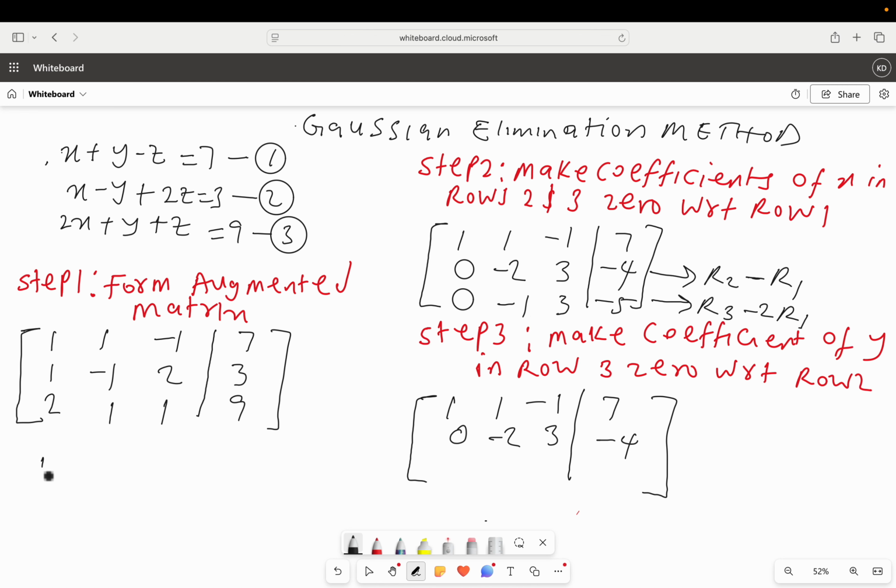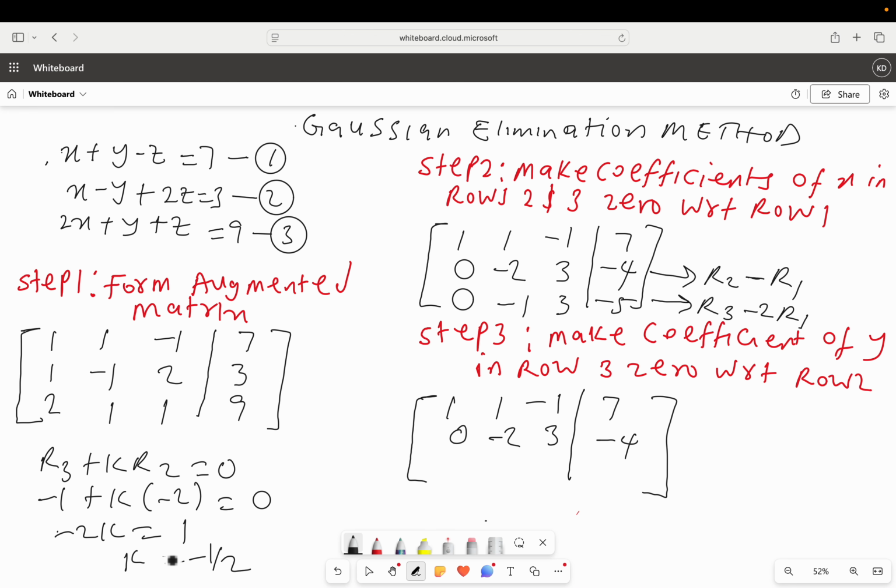So I will just have R3 plus K R2 is 0. So I'm targeting this part. So it means I have minus 1 plus K minus 2 is 0. So it means I have minus 2K is just 1. So it means my K will just be minus 1 over 2. So my transformation will just be R3, my K is minus 1 over 2. So I will have minus 1 over 2, then times R2.